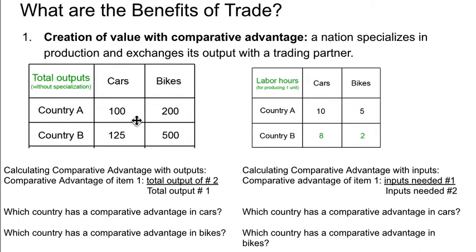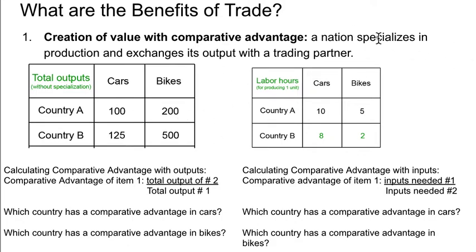If country A specializes in cars, and then country B can buy those cars from country A, the costs of the cars are cheaper for both of them. They're giving up less of another item to make that one item, and now their production possibilities curve expands.